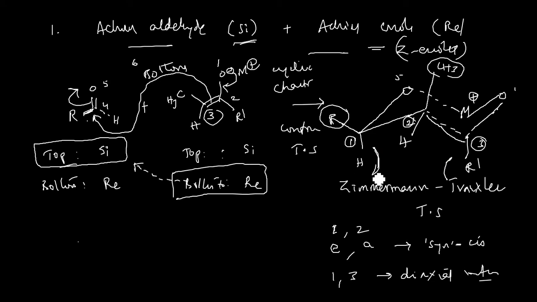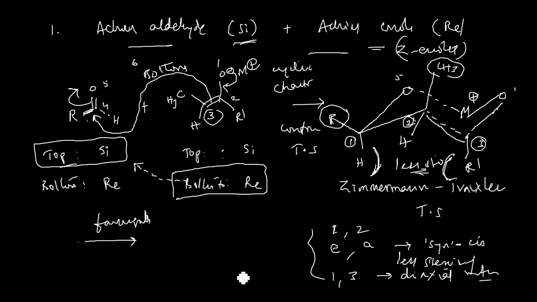Since hydrogen is a small atom and alkyl is a big atom, there is less sterical hindrance. You will observe less sterical diaxial interactions, so this is the more favorable transition state. Okay, this gives you the more stable product. So it gives the reaction.